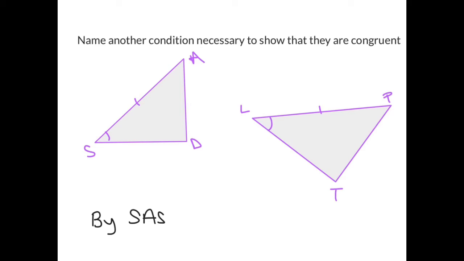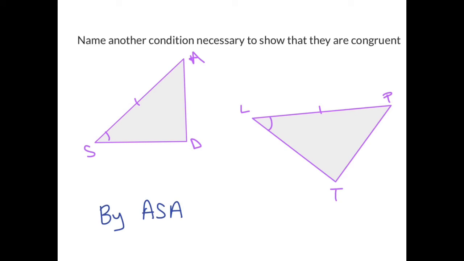Another option would be side, angle, side. Talked a little bit about that one here. So side, angle, side. That angle needs to be included. That angle needs to be in between. Remember the nose with the whiskers. So this is the angle that's in between. So I have no choice but to make this SD and this LT be congruent here. So side SD needs to be congruent to side LT.